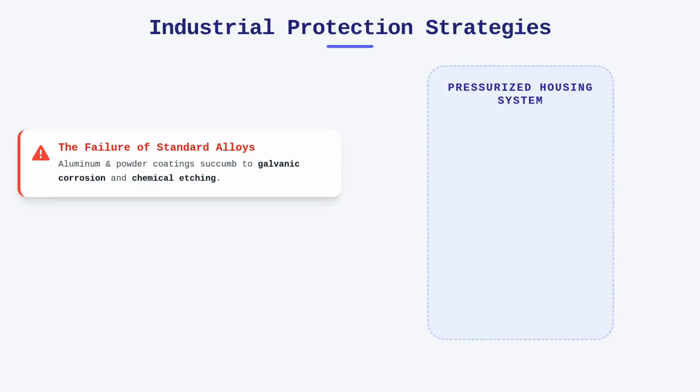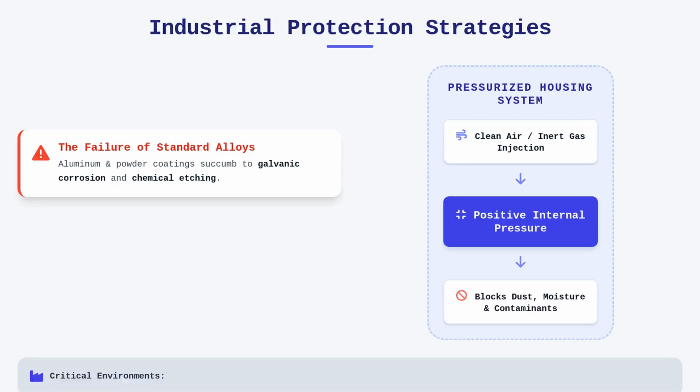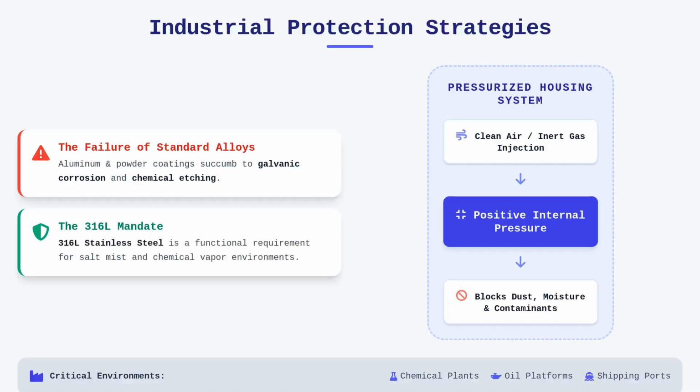The implementation of pressurized housings takes this concept further by pumping clean air or an inert gas into the enclosure, maintaining a positive internal pressure. This positive pressure physically prevents the infiltration of corrosive contaminants, dust, or moisture through any microscopic seal gaps. When you are tasked with securing environments like chemical processing plants, oil platforms, or heavy shipping ports, the selection of 316L stainless steel, combined with a positive pressure delivery system, is the only way to satisfy the long-term reliability requirements of a professional surveillance project.